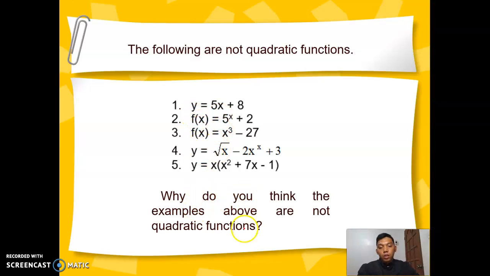Okay, and these are not examples of quadratic functions. So why do you think these are not examples of quadratic functions? Because if you notice, in the first example, the degree is 1. In the second, the degree is what? Oh, it has an exponent, but this time it's a variable.